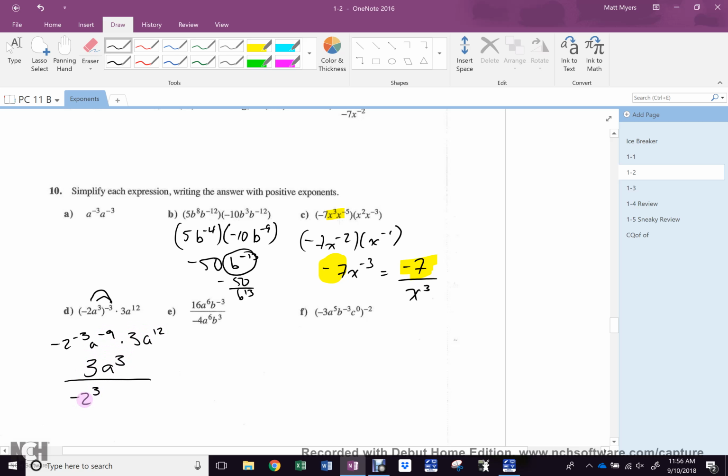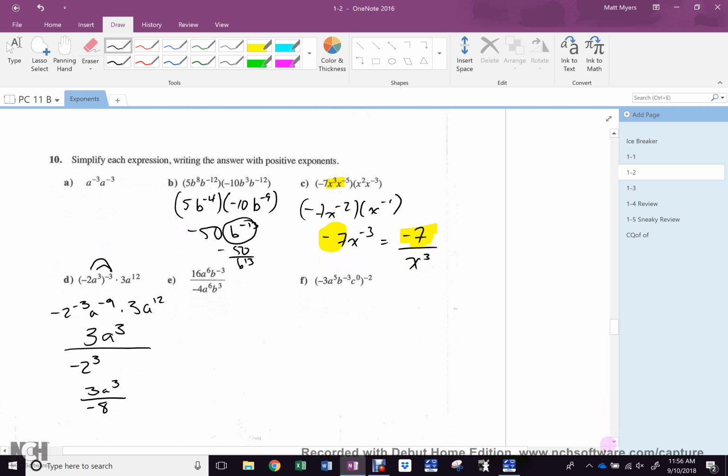Then all you got to do is deal with this. Negative 2 cubed is negative 8 over negative 8. Why is it negative 8? Because the negative is part of the brackets. So it is negative 2 times negative 2 times negative 2, which gets you negative 8.